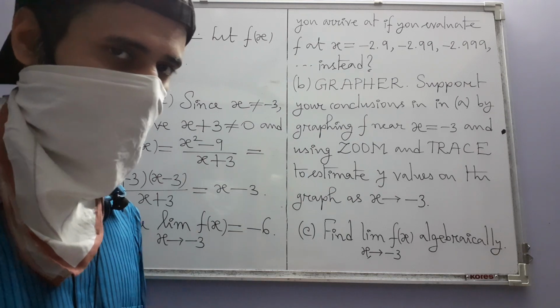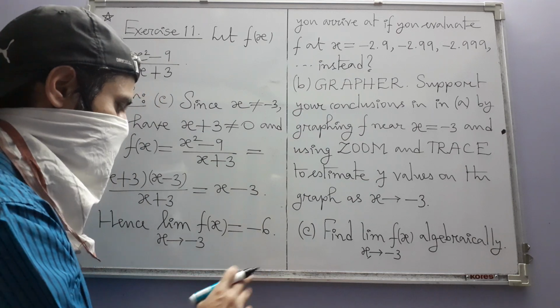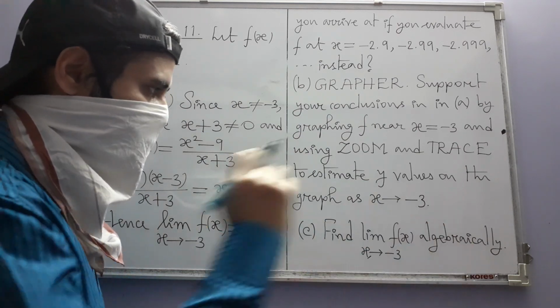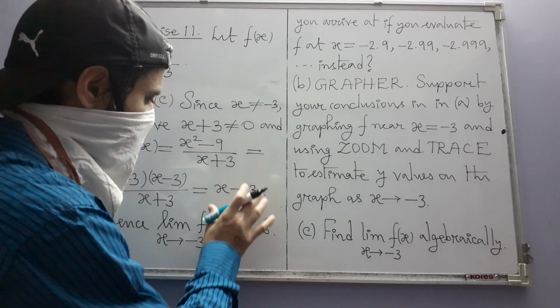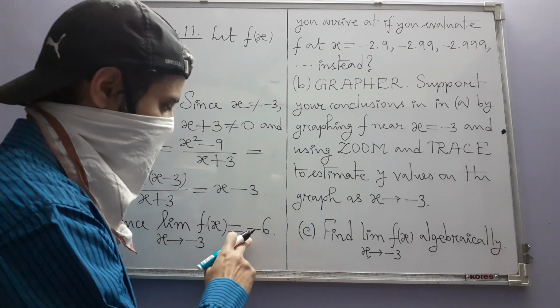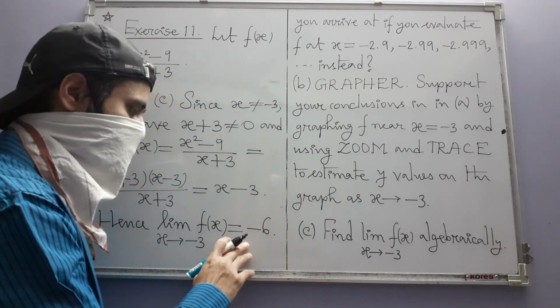That's not how we should interpret it. We should interpret it in this way. As you make x closer and closer to minus 3, the corresponding function values get closer and closer to minus 6, and that is why the limit is minus 6.